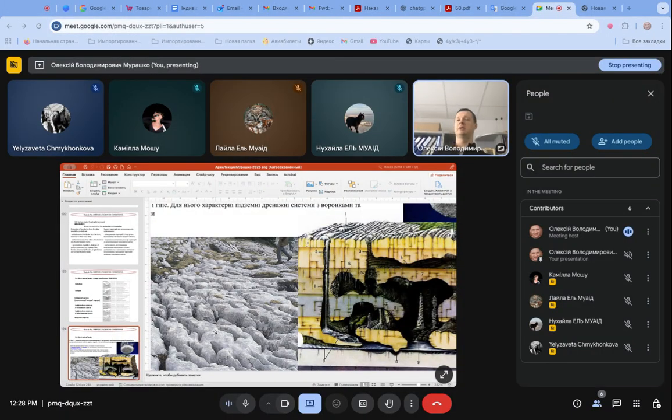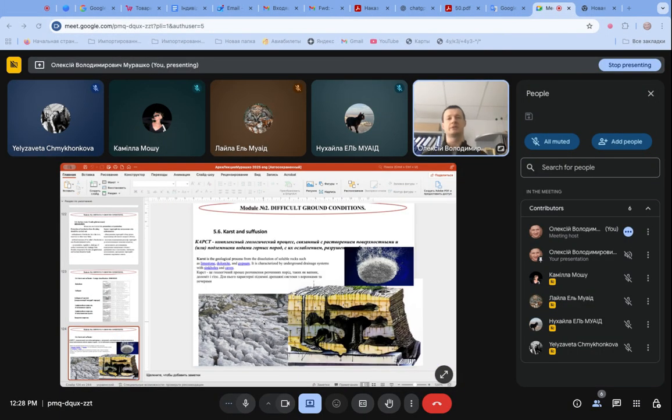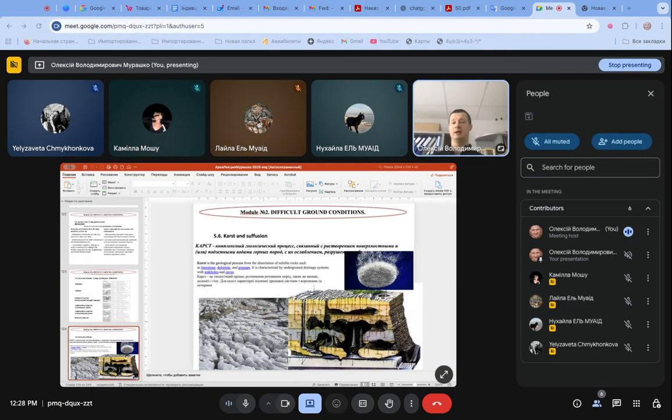And here are the photos and screens of the karst effect. So karst is a complex geological process of dissolution of soluble rocks, and from the surface sometimes it can look like this. When we analyze this section, it will look like this. Here are the caves which were created by water.